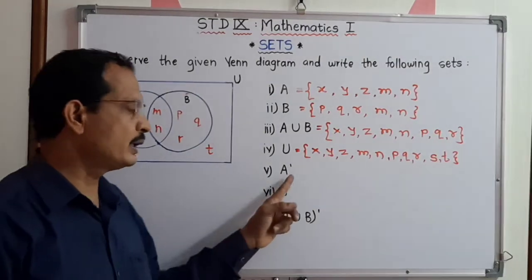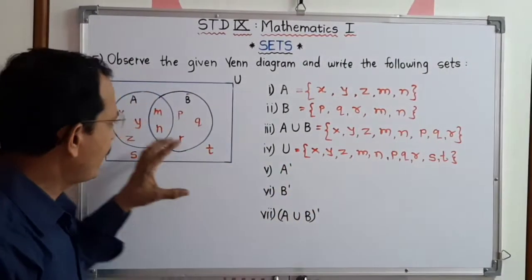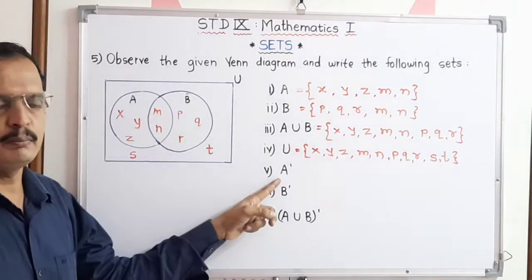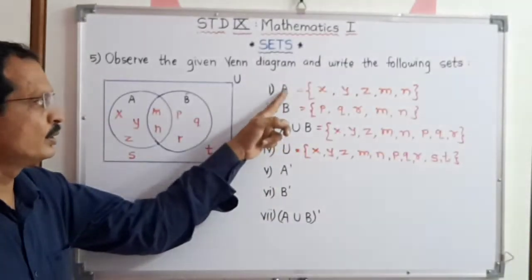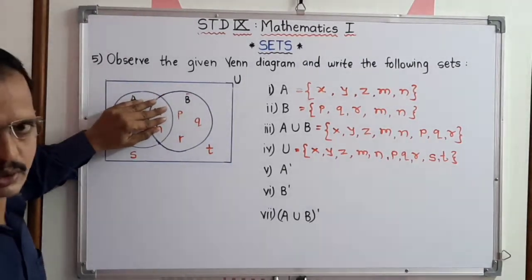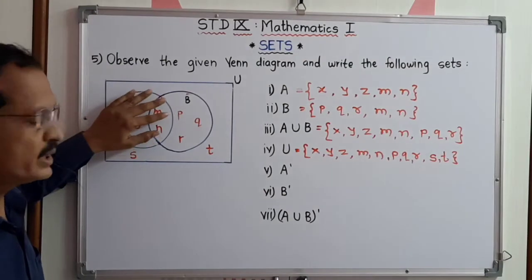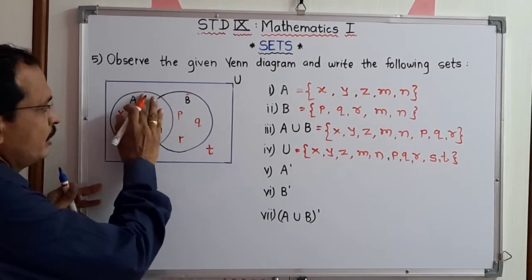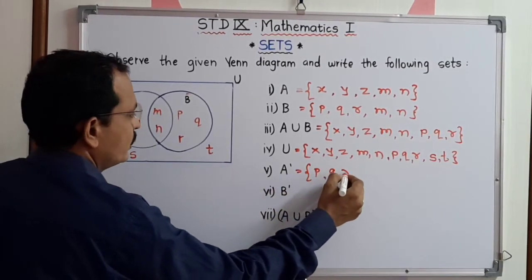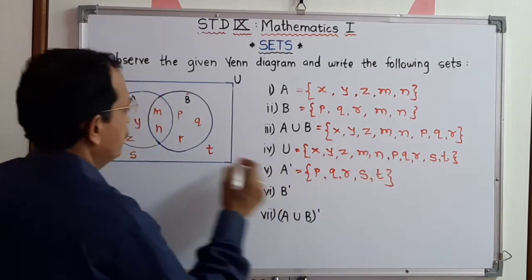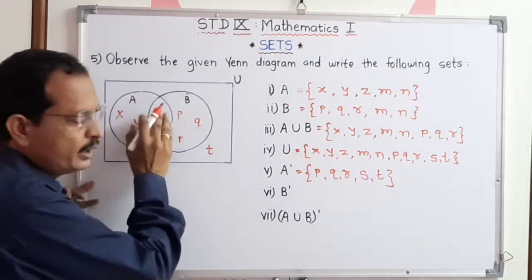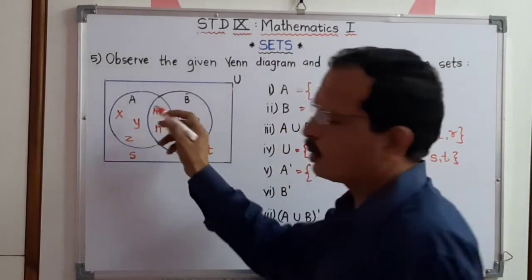Now we have to write the A complement. See, by observing this Venn diagram, we have to write the A complement. A complement means we have to compare this set A with the universal set. That means we do not write any element of set A, that is x, y, z, m, n. We have to write the rest: P, Q, R, S and T. This part is set A. We have to write the complement of A, therefore we do not write the elements of set A.